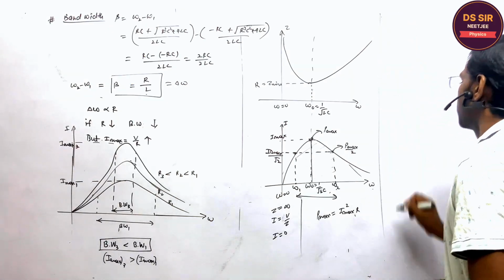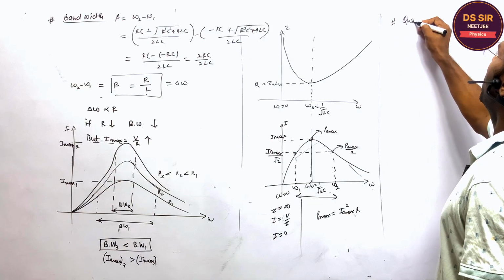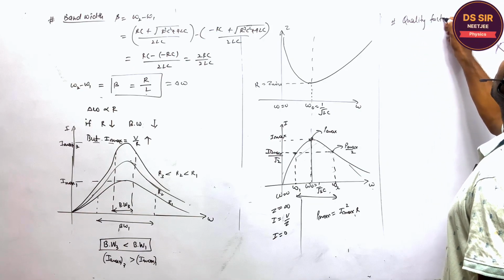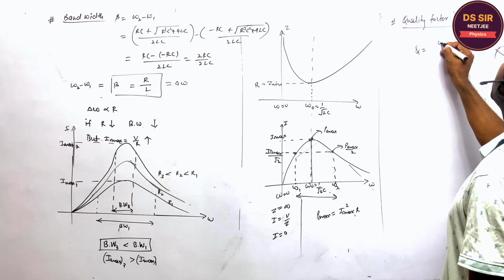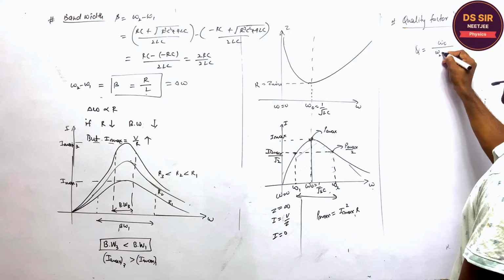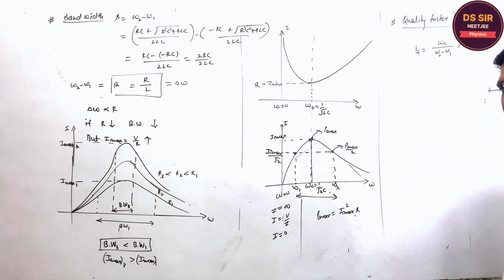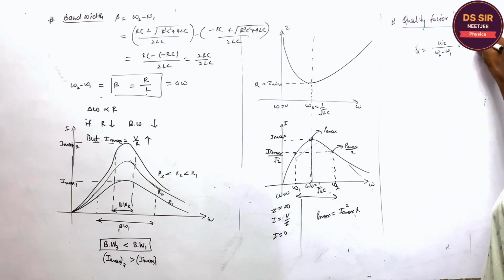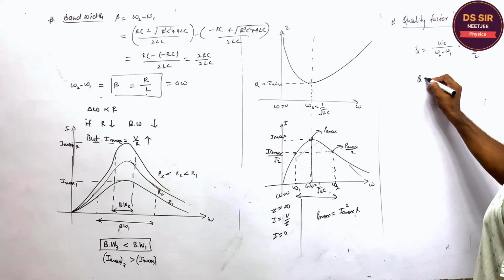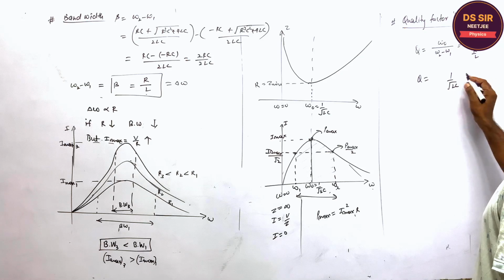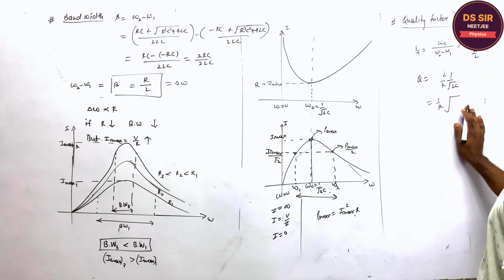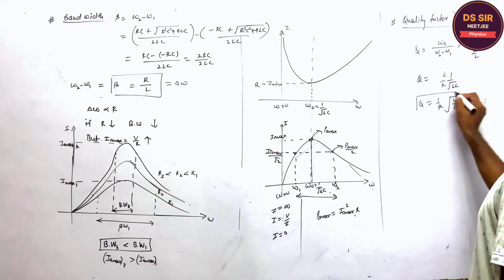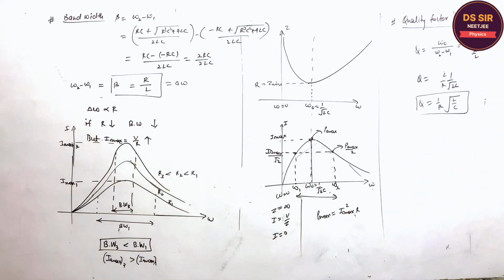The quality factor, you tell me. The quality factor, which is defined by Q, right? The quality factor is defined as the resonance frequency divided by bandwidth. What is the resonance frequency? Say 1 upon root LC, and bandwidth is R upon L. So Q is equal to 1 upon root LC times L upon R. It is 1 upon R root L upon C. This is the quality factor. Are you getting or not?